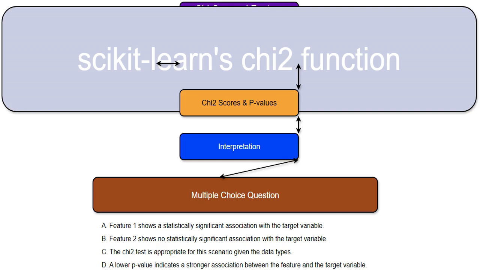These are the results of applying the chi2 test. The chi2 scores themselves aren't that important to interpret directly here. It's the p-values that tell the story. The p-value for each feature tells me the probability of observing the data I saw if there's actually no relationship between that feature and whether the target variable is 0 or 1.